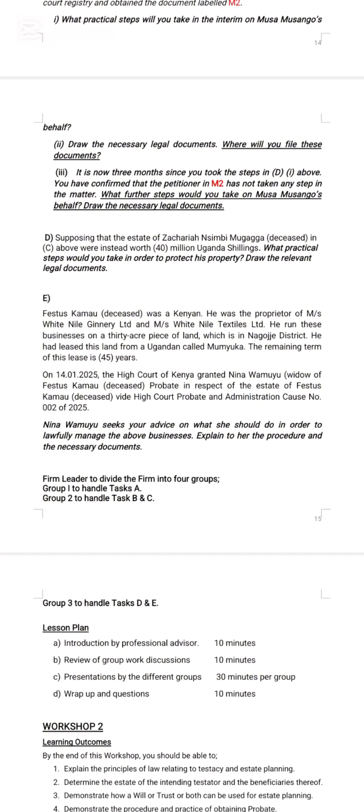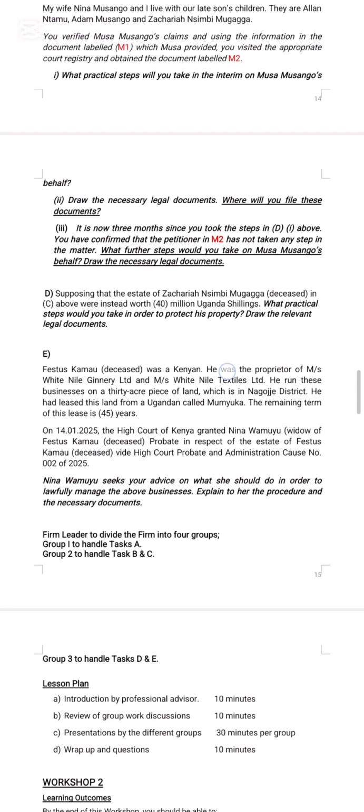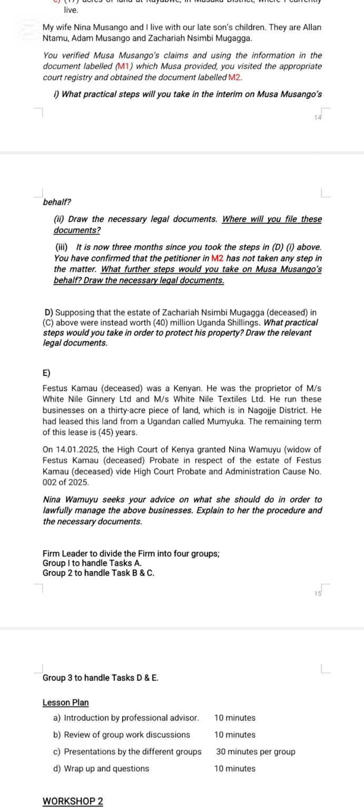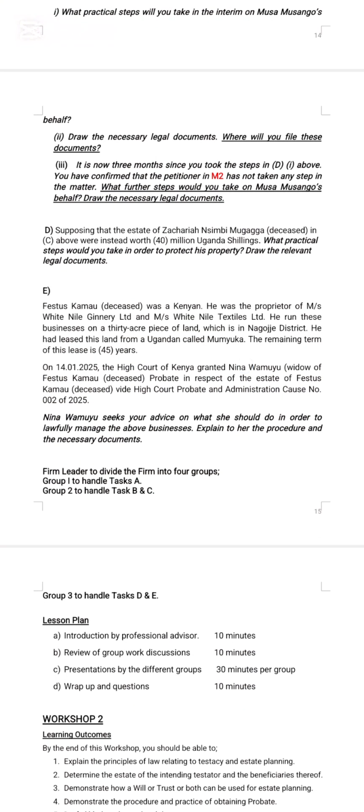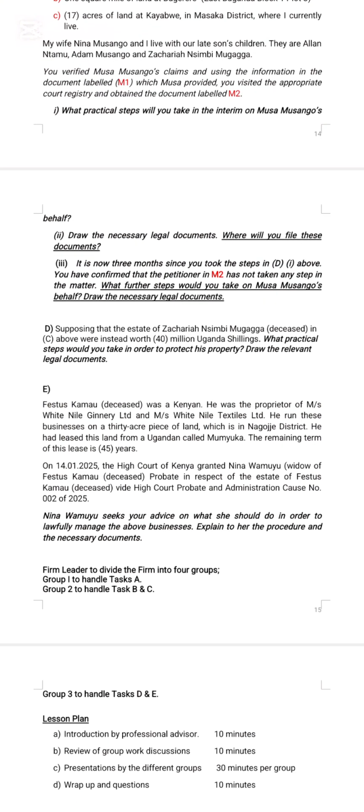So it's now 3 months since you took the steps in D1 above. You have confirmed that the petitioner in M2 has not taken any steps in the matter. What further steps would you take on Musango's behalf, and the necessary legal documents? So this one now becomes the plaint. You have to issue a plaint as the person who lodged that caveat.